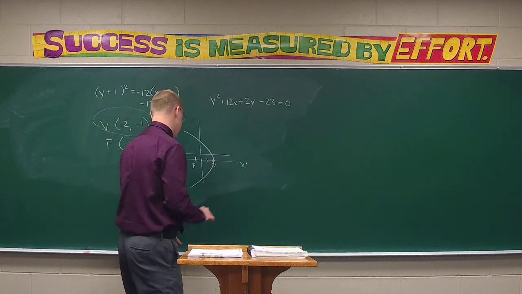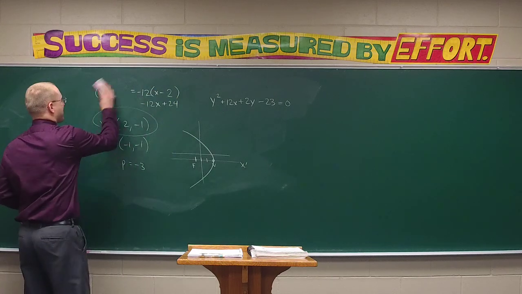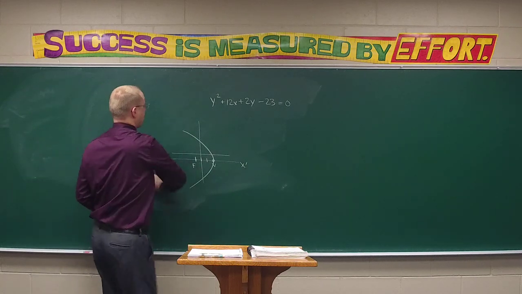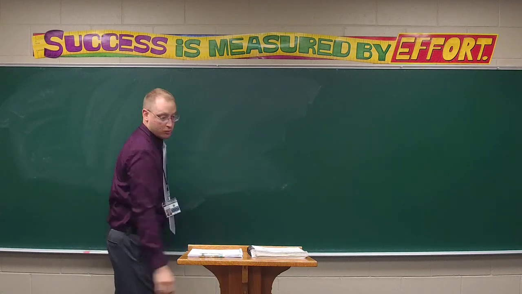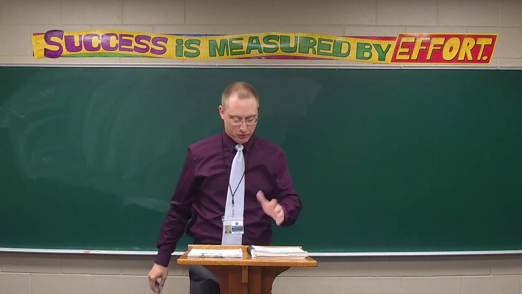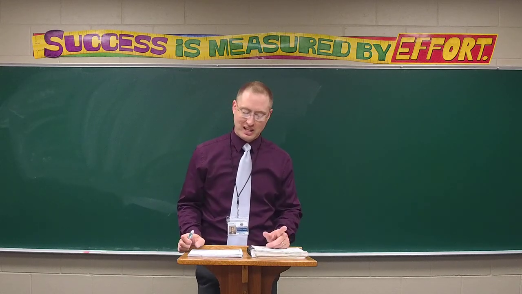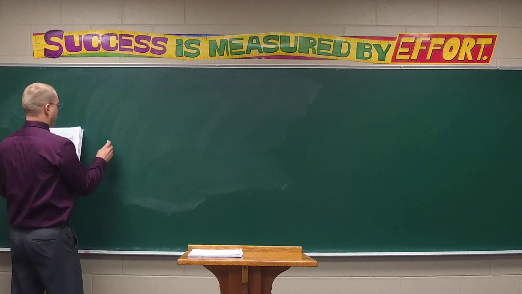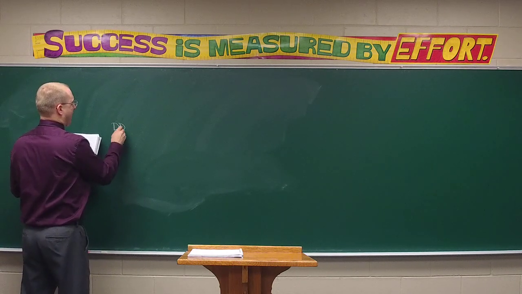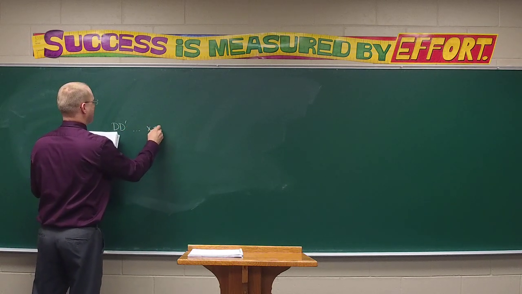This one's very different. Letter D is very different from the last two, mainly because they don't give you the focus. They do give you the vertex. They don't give you the focus, but they give you something just about as good. Look with me here. We know the directrix, dd prime, is x equals negative 2.